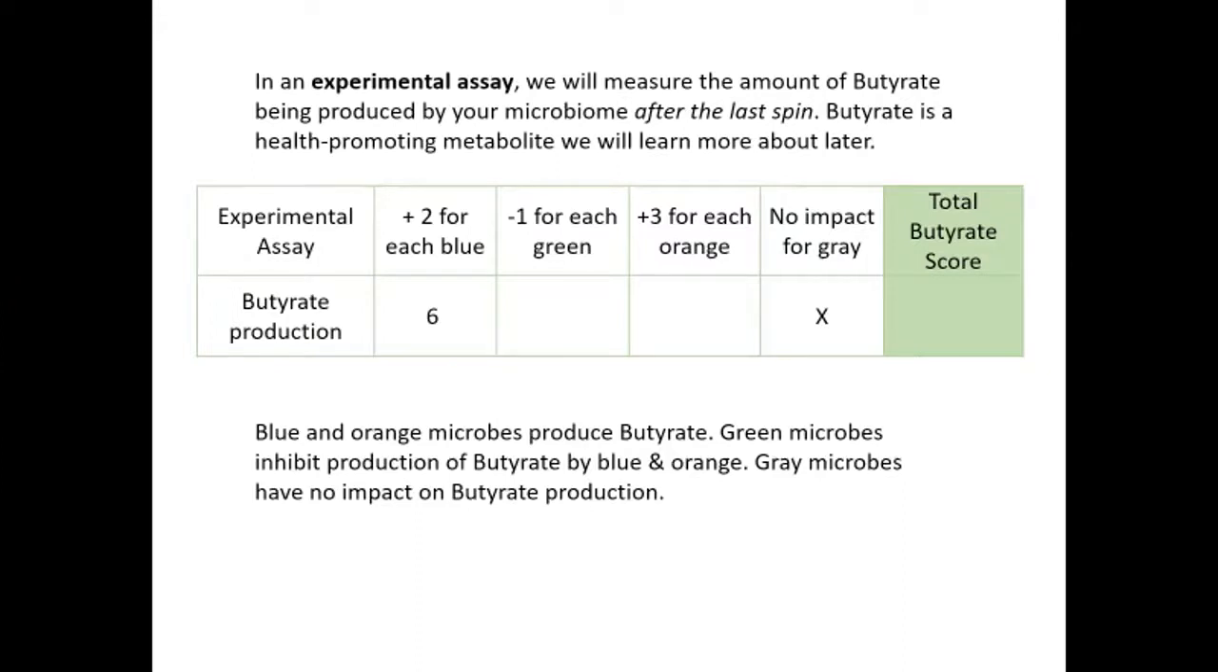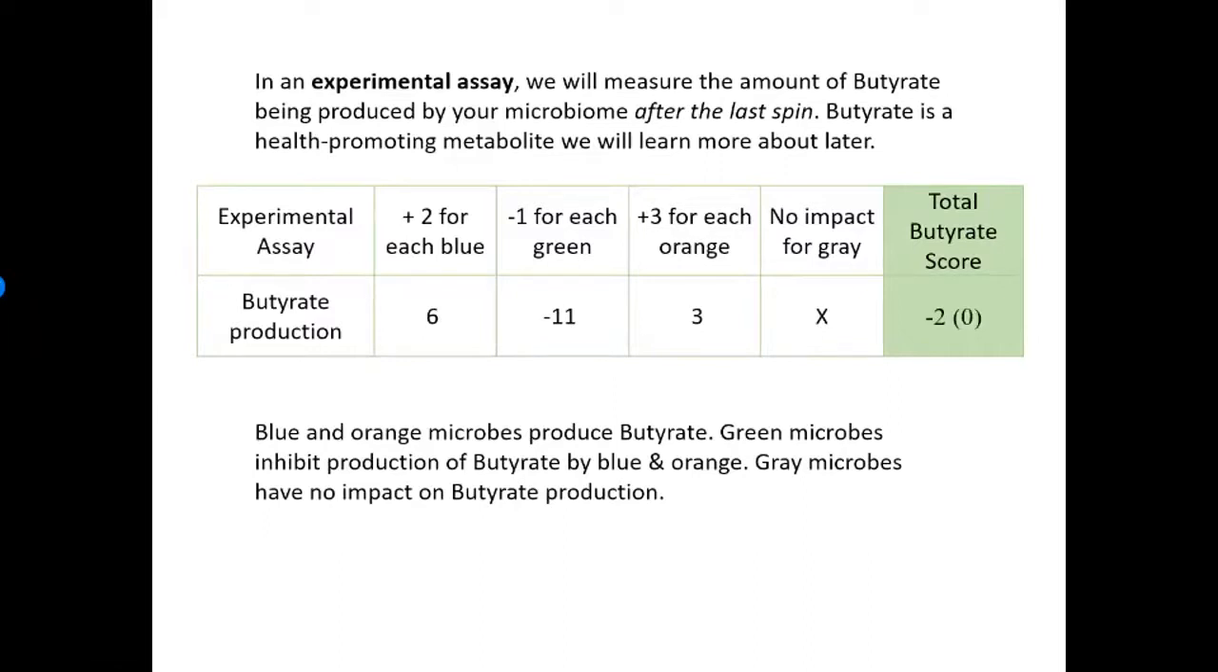How many green did we have again? 11. Mm-hmm. So that would be a -11 green. We get a +3 for each orange, and we had 1 orange. And then it turns out that the gray bacteria have no impact on our butyrate score at all. So our total butyrate score would be 6 plus 3 is 9 minus 11, which would be a -2. Again, you can't really have a negative butyrate score, so we're just going to call that a 0.